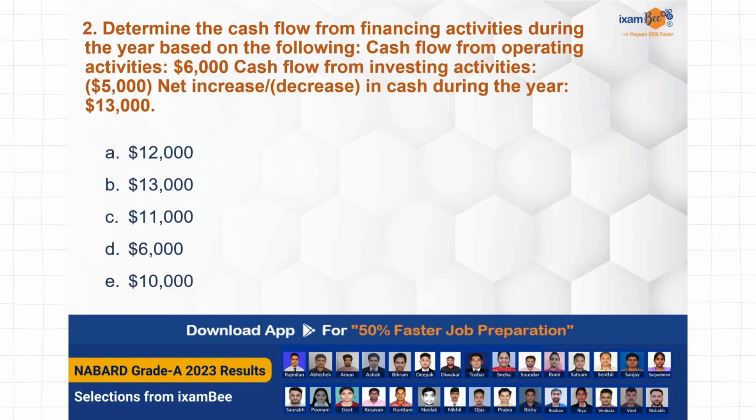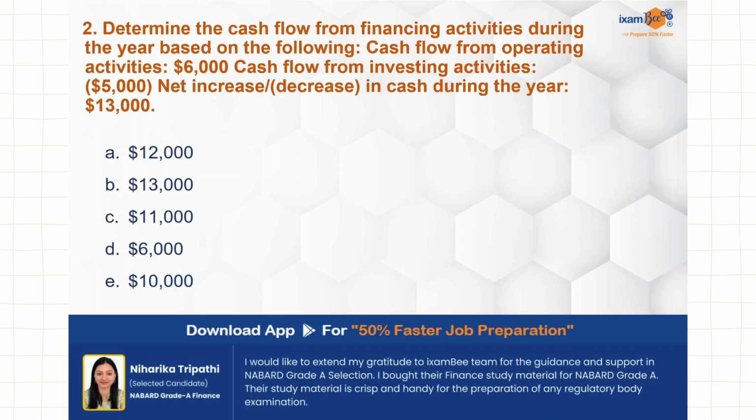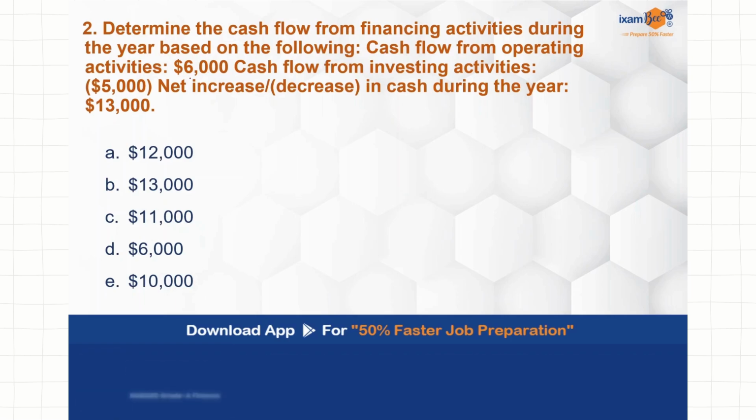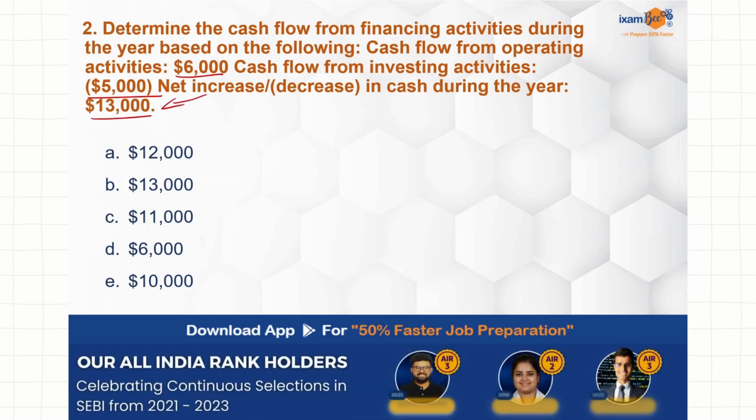Next question is, determine the cash flow from financing activity. This question is related to your commerce and accountancy financial statements chapter. You all know that cash flow statement is a part of financial statement. So we need to determine the cash flow from financing activity during the year based on the following transactions. In the question, we can see that cash flow from operating activity of 6,000 is there. Cash flow from investing activity of negative 5,000 is also given. Net increase or decrease in cash is 13,000. So this is an increase because it is a positive figure.